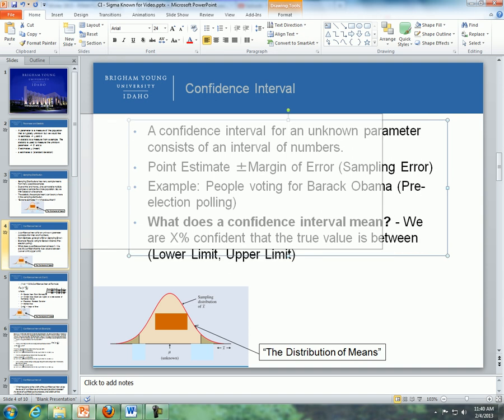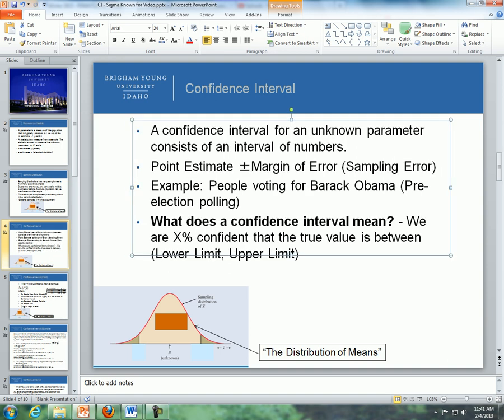So generally speaking, what does that mean for confidence intervals? What that means is that we are X% confident. I'll talk about what X is in just a moment. We're X% confident that the true value is between the lower limit, or lower bound, and the upper limit, or upper bound. So we can have a sample mean somewhere here, but with a margin of error, our goal is to contain the true mean with a high level of confidence.